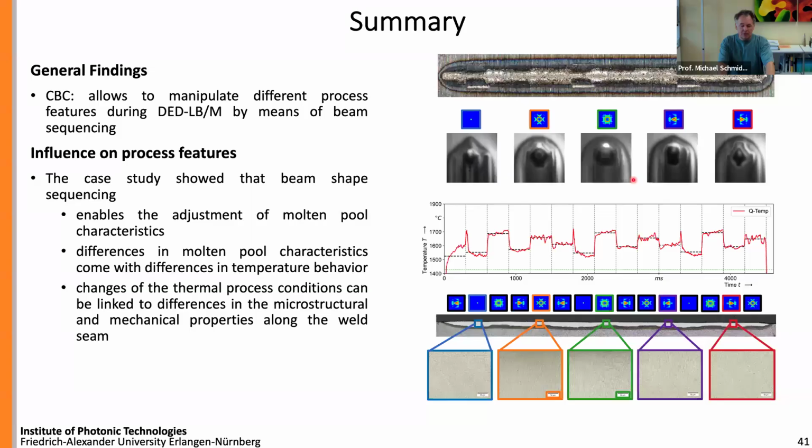So this is a summary. I'm not going a lot into detail because there were not so many slides. I just showed you that you can control, of course, the molten pool. With the molten pool, you control as well the temperature distribution, the depth of the molten pool, and by that, the cooling rates, and by them, the micro hardness, as well as the microstructure. And this can be changed with different beam shapes.